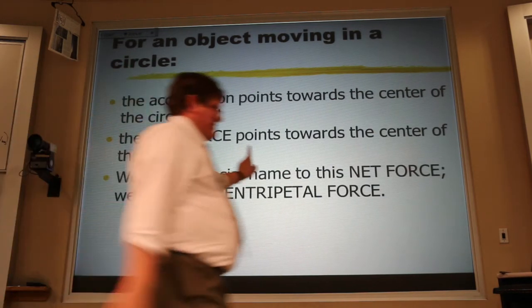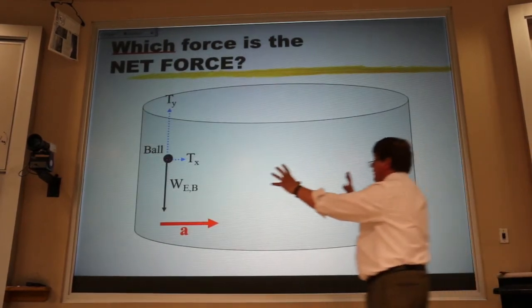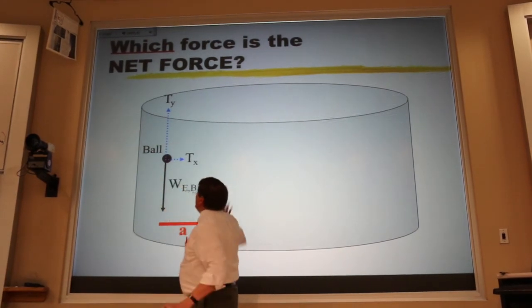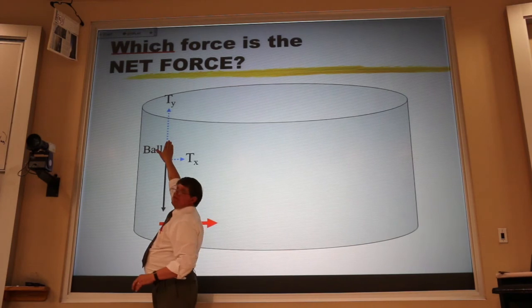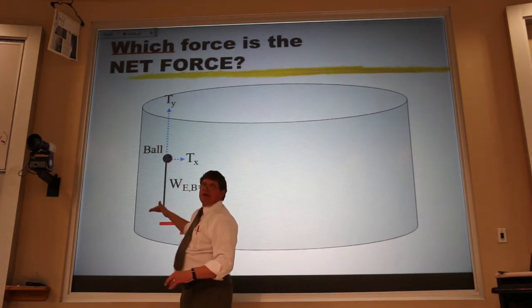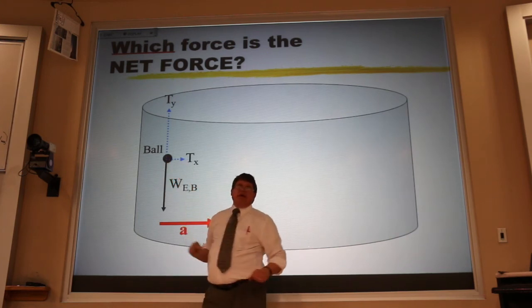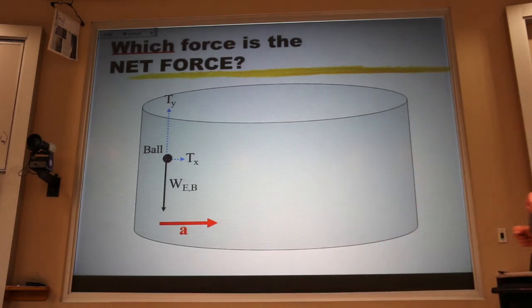It's not a real force. Now, if I look at this situation here, the net force is the vector sum of all the real forces. Well, this component of the tension cancels this weight. There's no acceleration of the ball up or down. And so the magnitude of the net force is going to be equal to that x part of the tension force. Okay? The x part of the tension force.